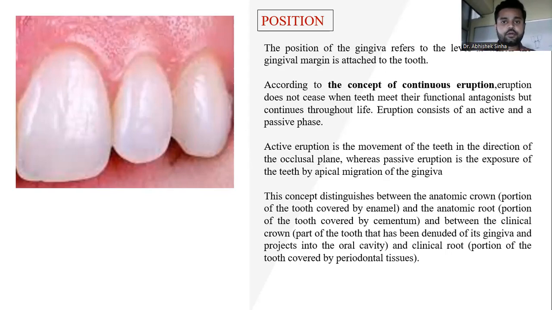And next, we will be speaking on periodontal ligament, which is the next topic in normal periodontium. Further on, after that, I'll be taking the topic on cementum and concluding with the last topic of periodontium, which will be alveolar bone.